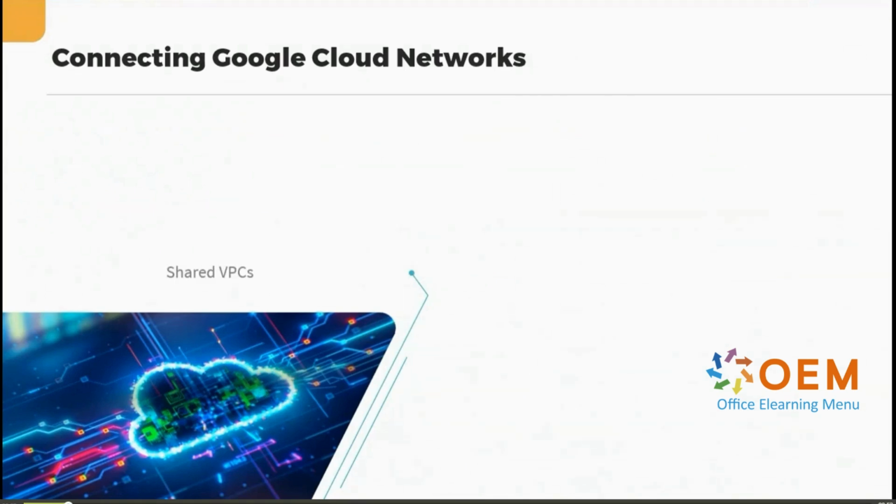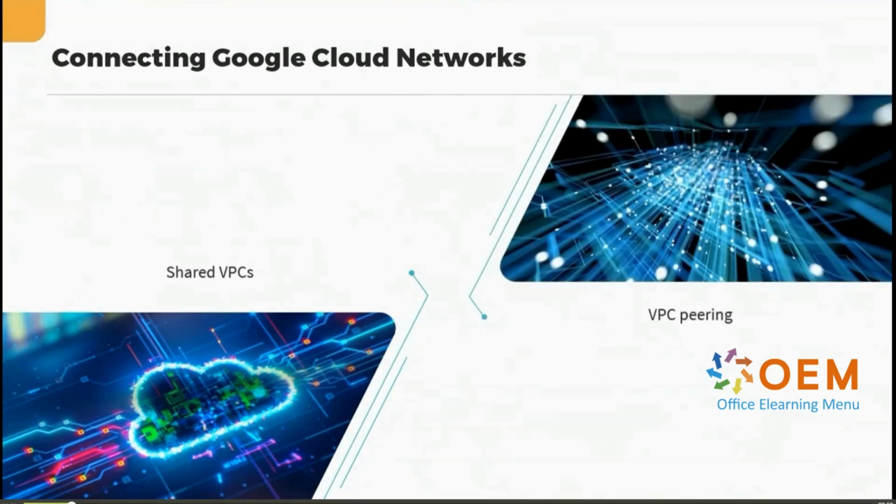Here we have two options, shared VPCs and VPC peering. Before we describe them, let's first understand why we might want to connect two VPCs. Remember that a VPC is always in a single project. So one VPC exists in one project and only resources on that project can use that particular VPC.